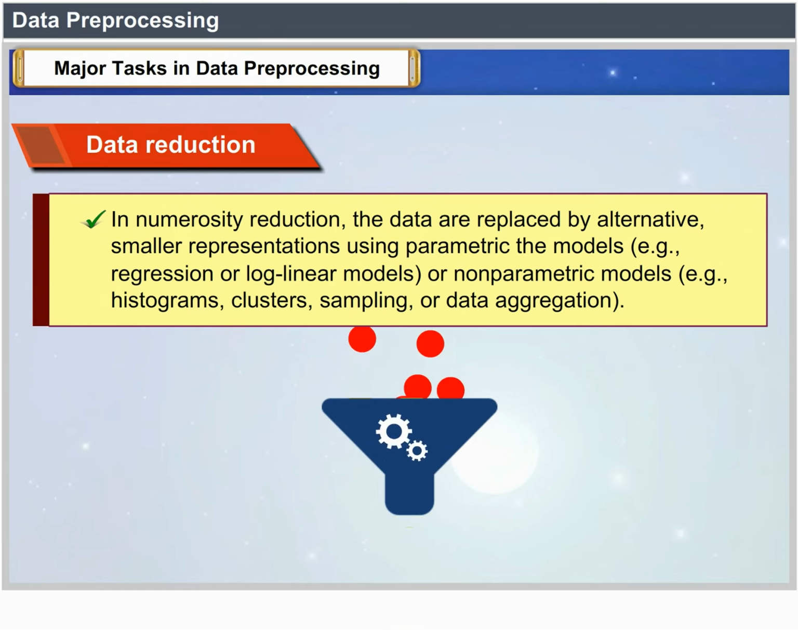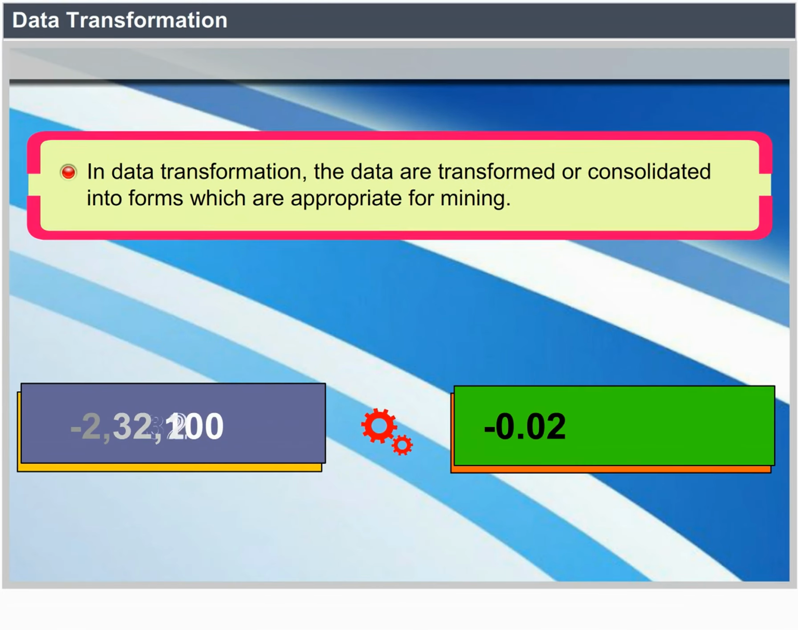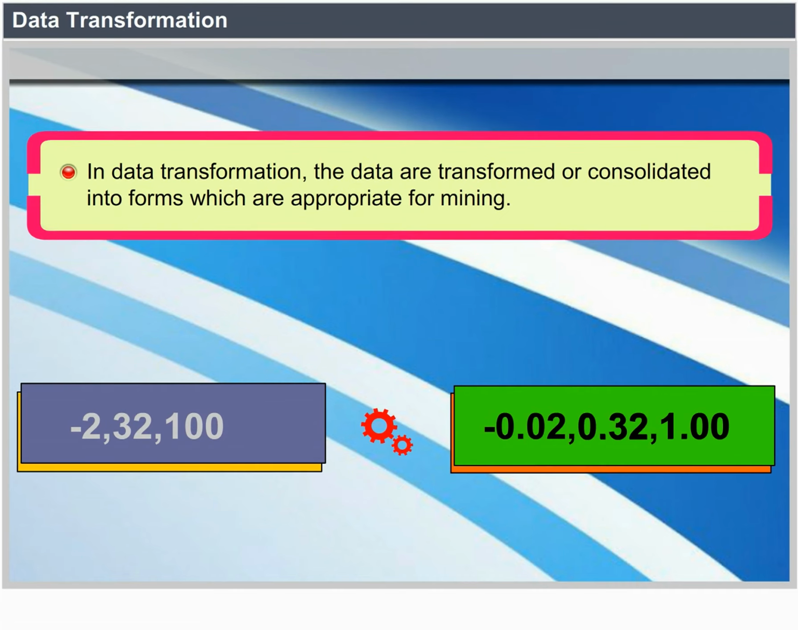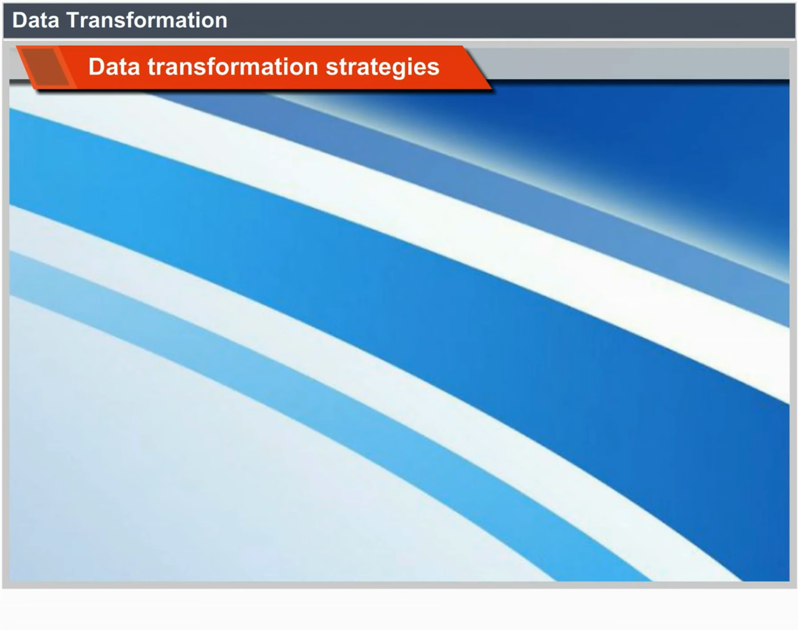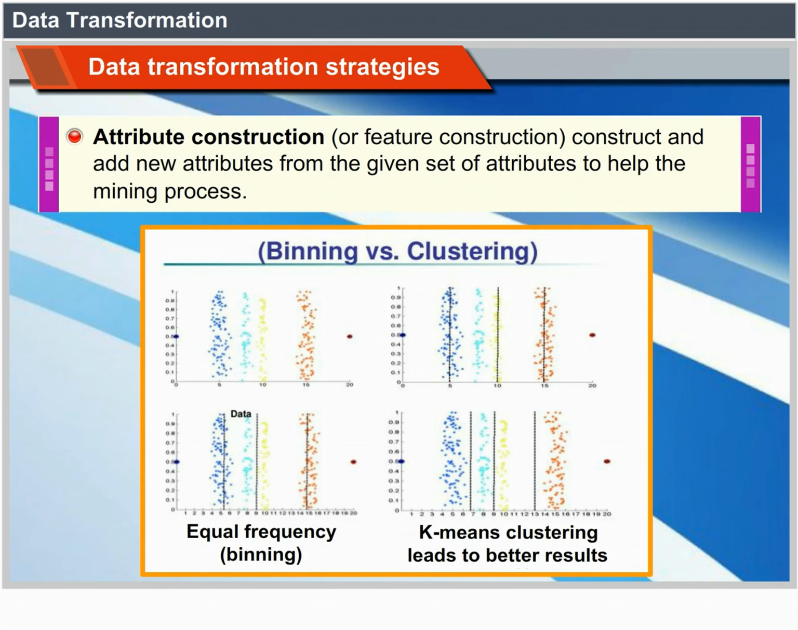Data transformation. In data transformation, the data are transformed or consolidated into forms appropriate for mining. Strategies for data transformation include the following. Smoothing works to remove noise from the data. Techniques include binning, regression, and clustering. Attribute construction, or feature construction, where new attributes are constructed and added from the given set of attributes to help the mining process.